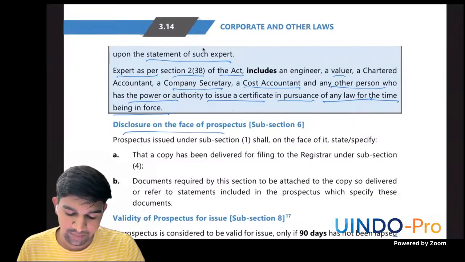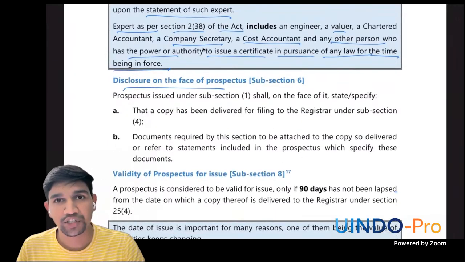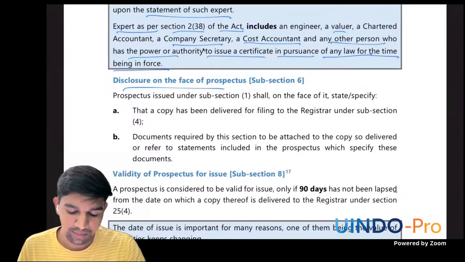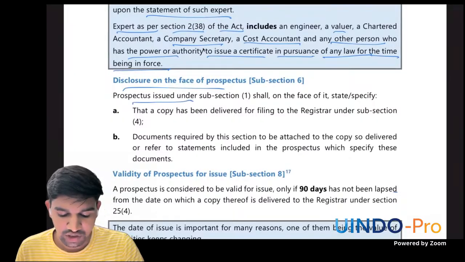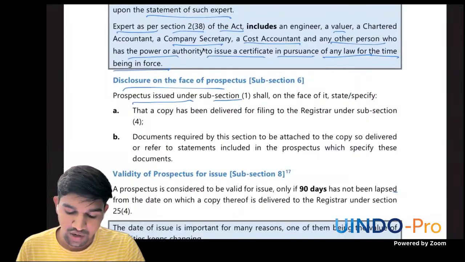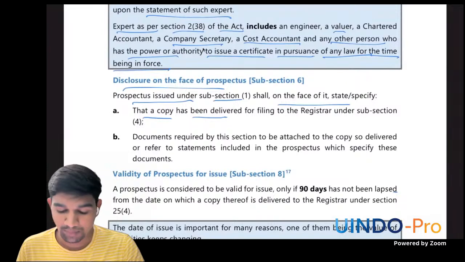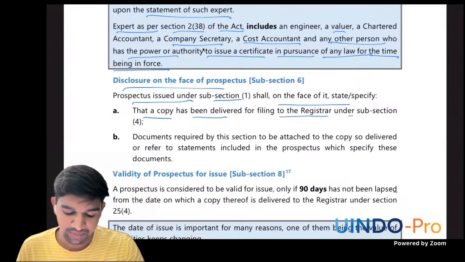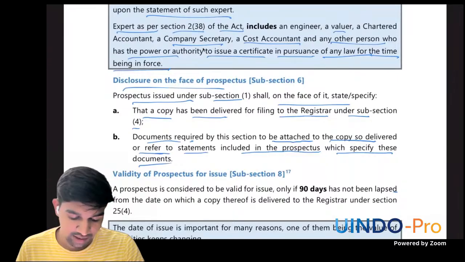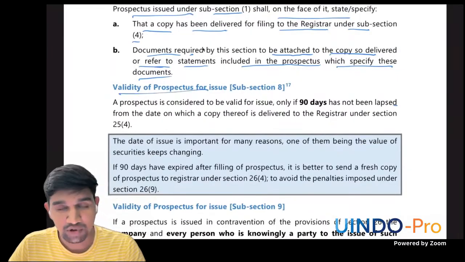Disclosure on the face of the prospectus. Subsection 6 of Section 26 deals with the disclosure on the face of the prospectus. A prospectus issued under subsection 1 shall state and specify on the face of it that a copy has been delivered for filing to the registrar under subsection 4 of Section 26, and shall specify the documents required by this section to be attached to the copies so delivered, or refer to statements included in the prospectus. We specify these documents and the validity of the prospectus for issue.